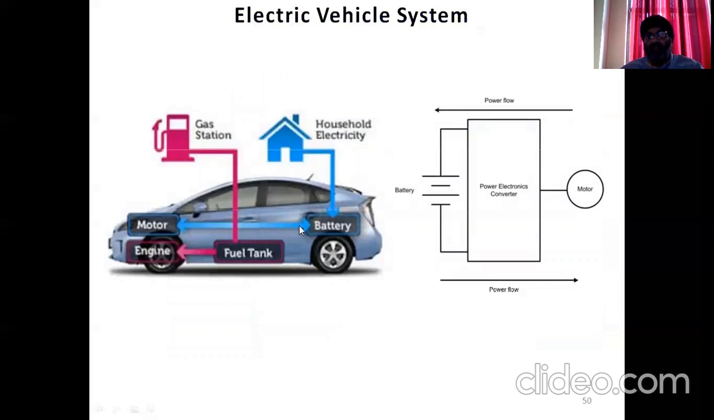Now another application is the electric vehicle system. So battery cars or electric vehicles also use these. So a battery is running the motors and engine and all this. So this is the power electronic converter or power electronic system over here, which gets supply from the battery and runs the motor to run the vehicle.